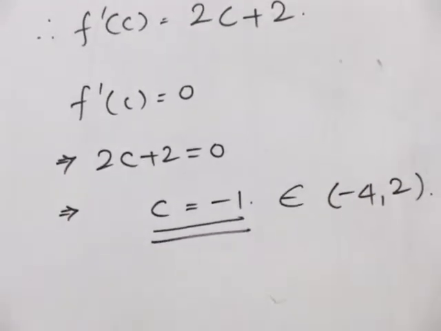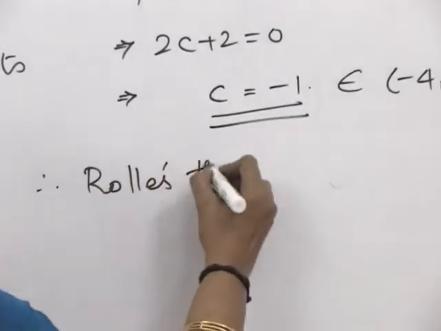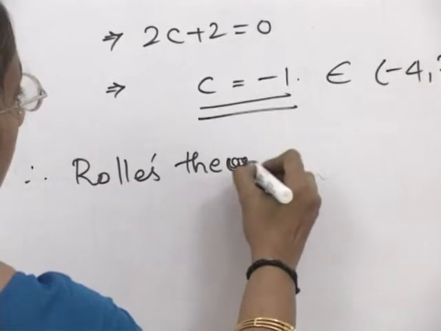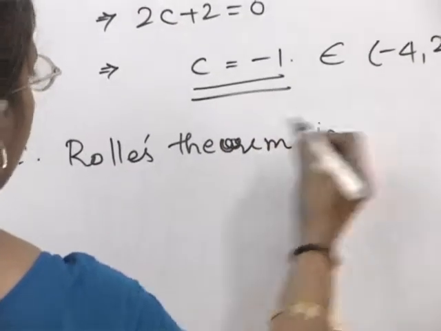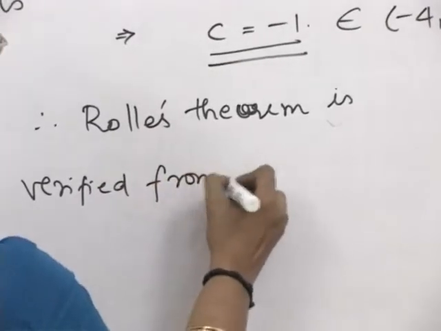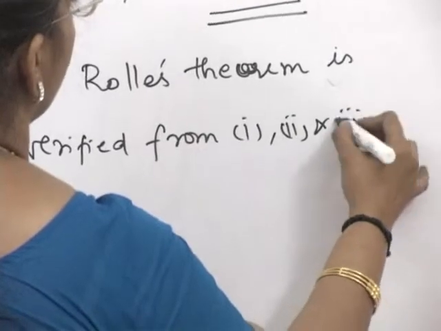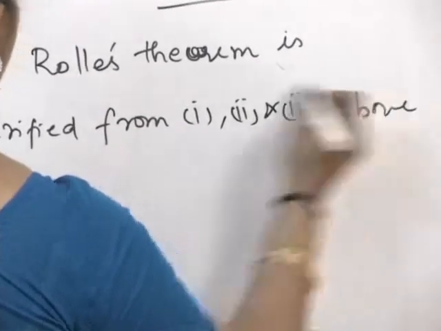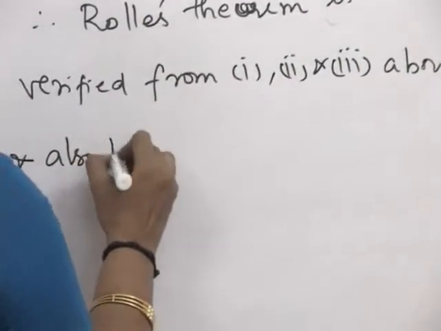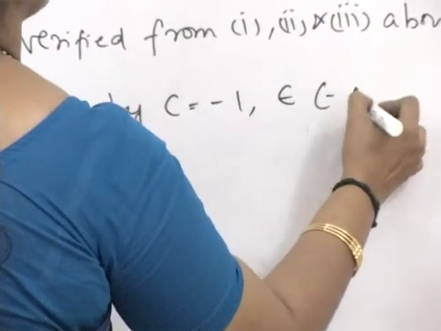Thus from all the above steps, therefore Rolle's theorem is verified from 1, 2 and 3 above, and also by C is equal to minus 1, which belongs to minus 4 comma 2.